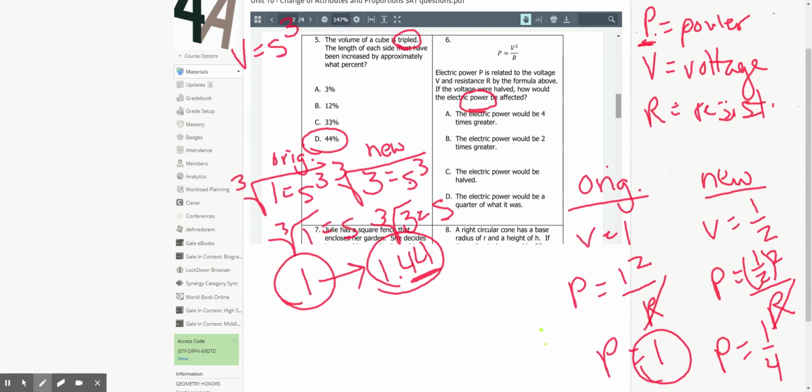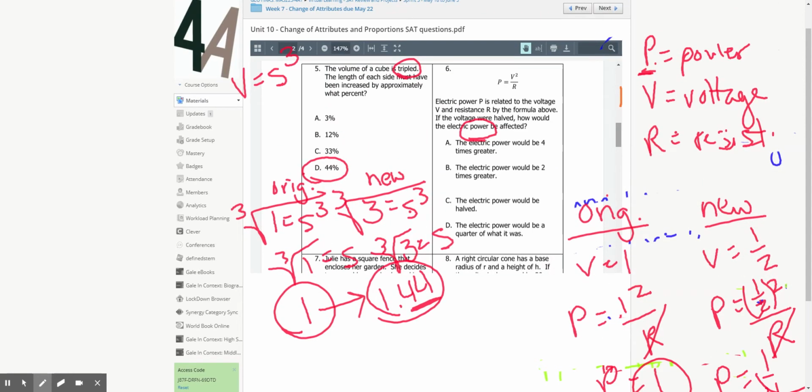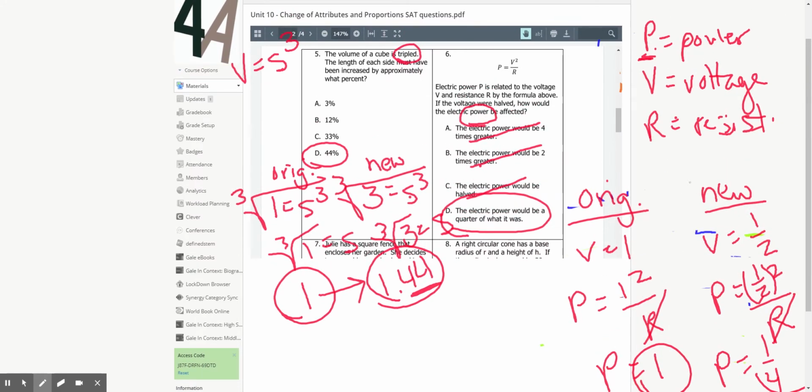So how do I go from 1 to 1/4? 1 to 1/4 is going to be a decrease. So it's not going to be 4 times greater. Electric power not going to be 2 times greater. It's not going to be halved. It's going to be 1/4 of what it was, because it went from 1 to 1/4.